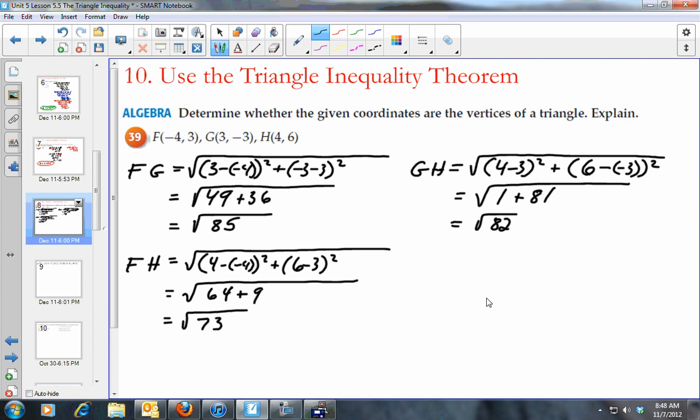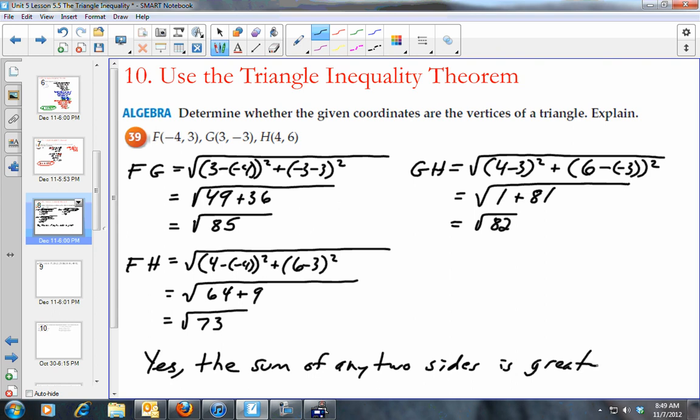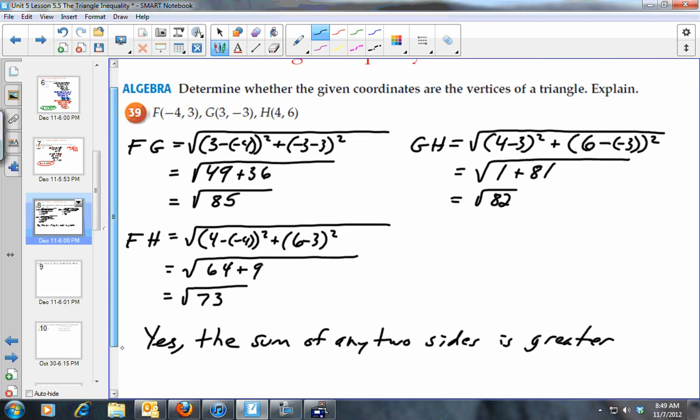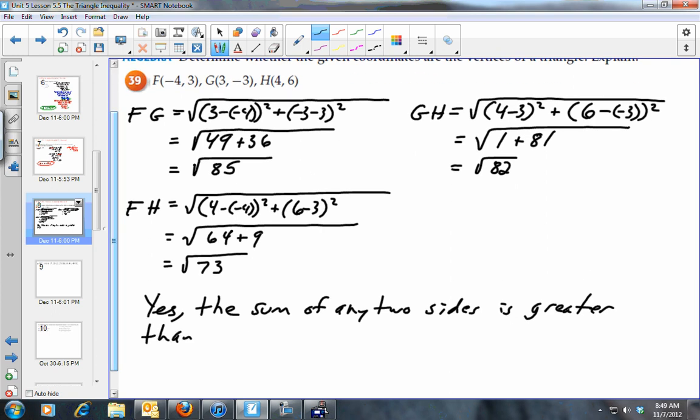So we can say yes, the sum of any two sides is greater than the length of the third.